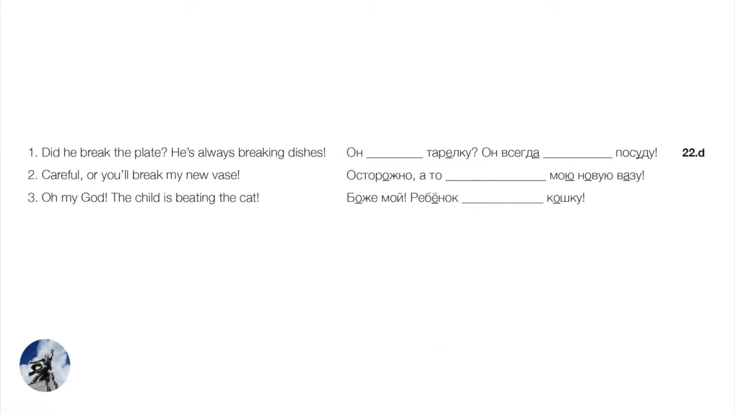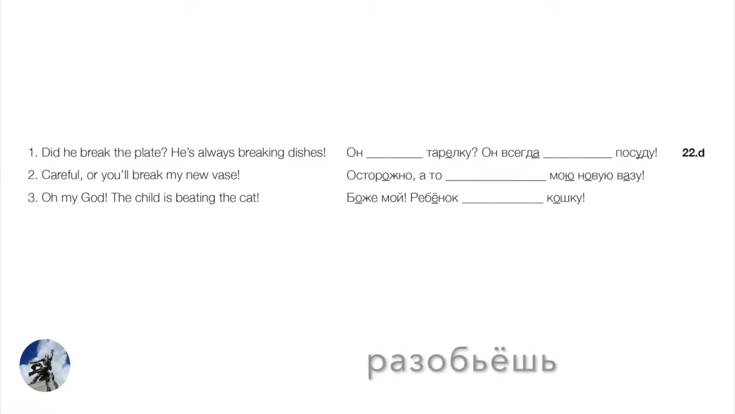Okay, number two, careful or you'll break my vase. Okay, sounds like we're talking about a very specific context, right? A one-time potential breakage, right? Осторожно, а то, which just means like or in the sense of otherwise, right? Be careful or otherwise you will break my new vase. А то разобьешь мою новую вазу.